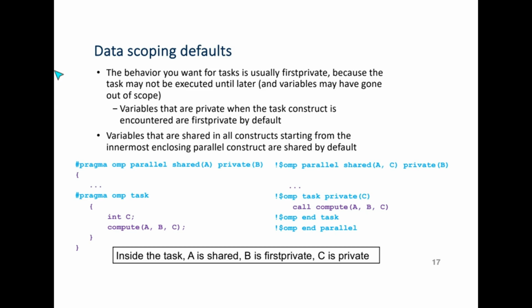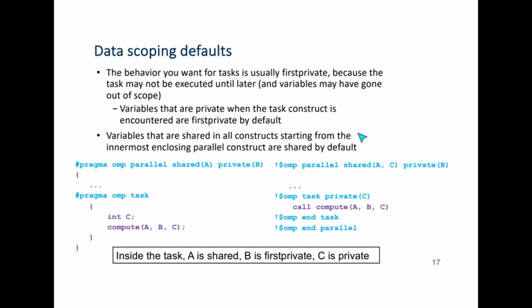Unless data is essentially read only, and you just want all the tasks to read the same thing, most of the time you want firstprivate copies, so that every task has its own copy of things. So the rule is that variables that are private to the thread when the task construct is encountered are made firstprivate for the task by default. And only variables that are shared in all constructs, starting from the innermost enclosing parallel construct and going outwards, are shared by default.